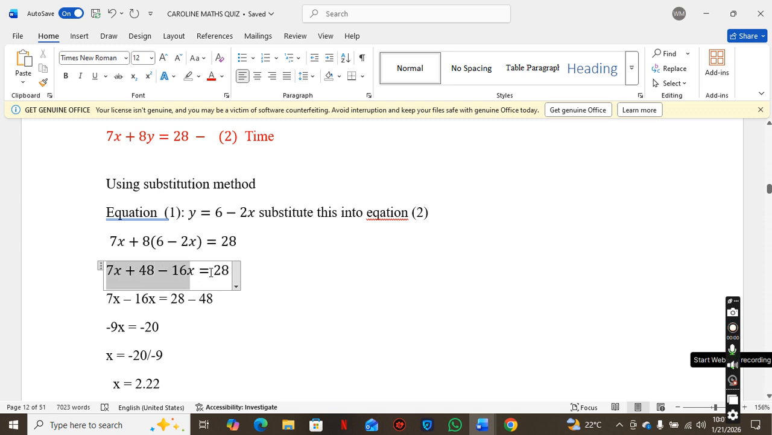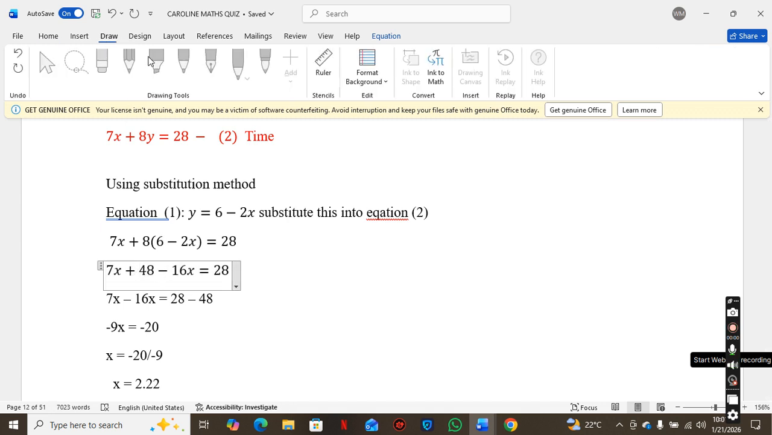Yes. Then you group like terms together. This 48 crosses over the equal sign.